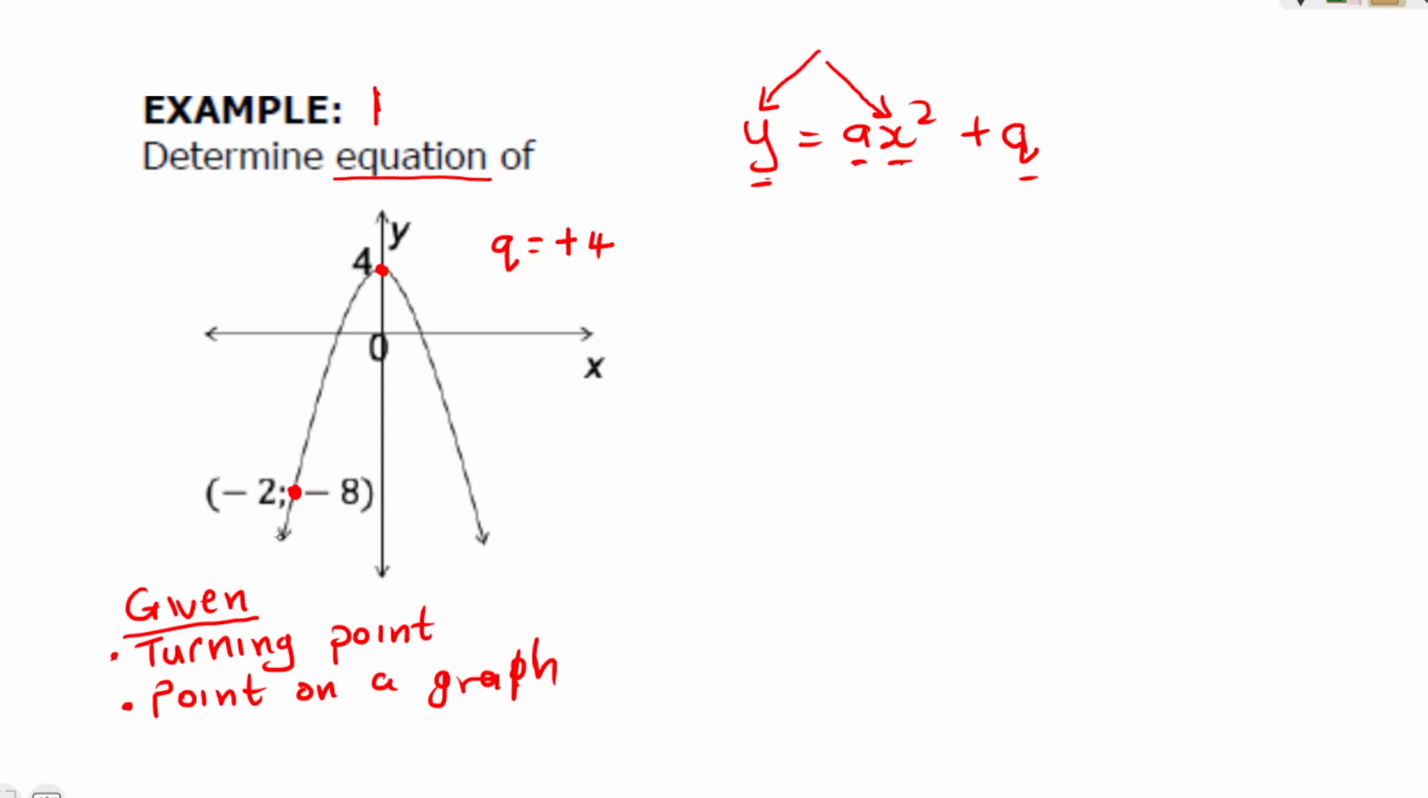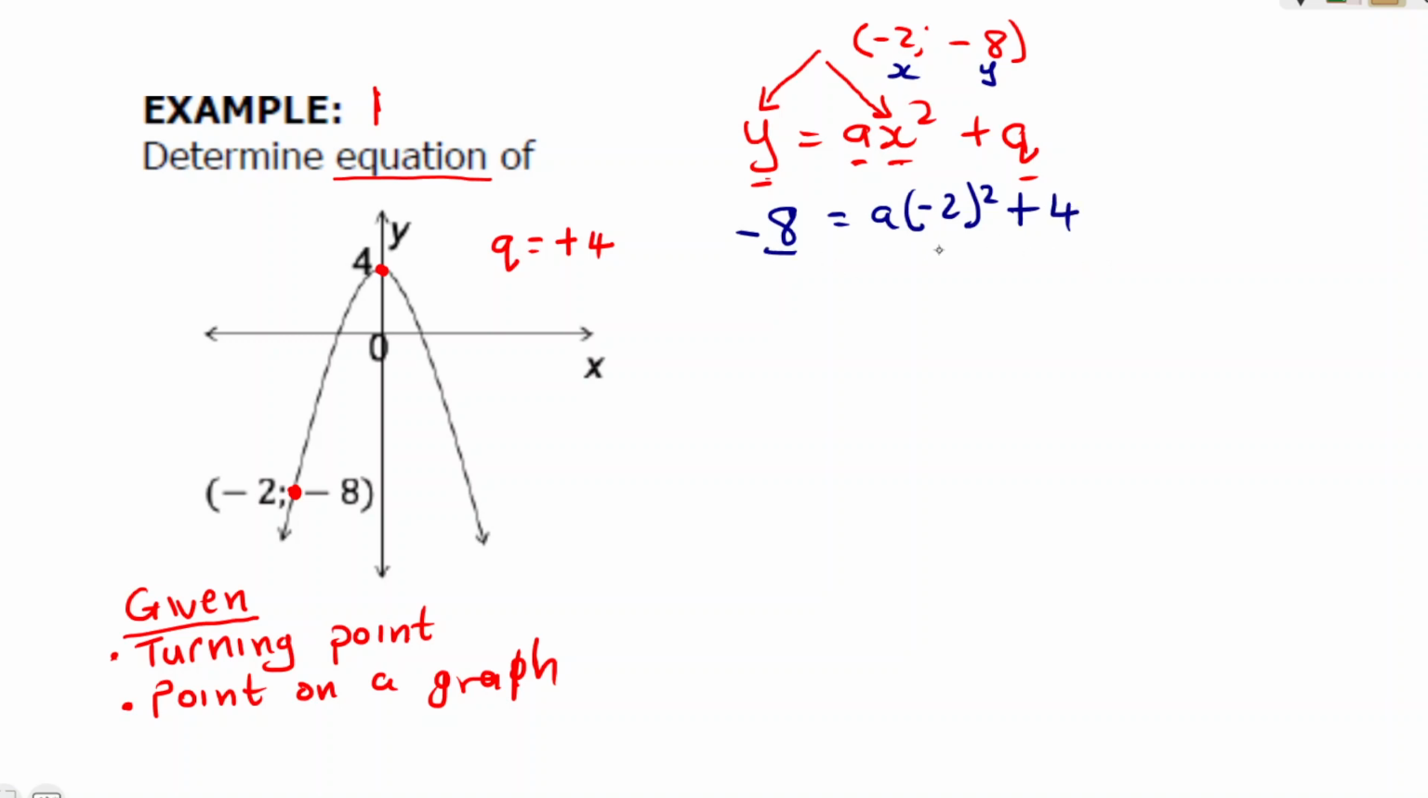Remember, they gave you a point, so you're going to use this point. The point they gave you is -2 and -8. Remember, this is the x coordinate, this is the y coordinate. So you can substitute these two points. You can take the y, which is -8, and substitute it under y equals a. We don't know a at the moment. You can take this -2 and substitute it in place of x, squared, plus what is q? Q is given, the turning point is 4 units. So you can put that positive 4 there.